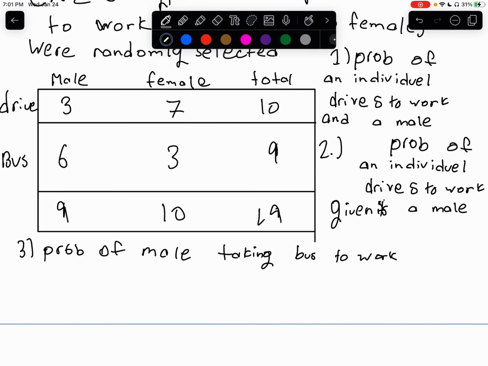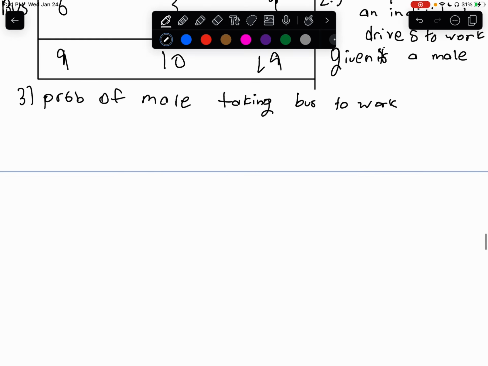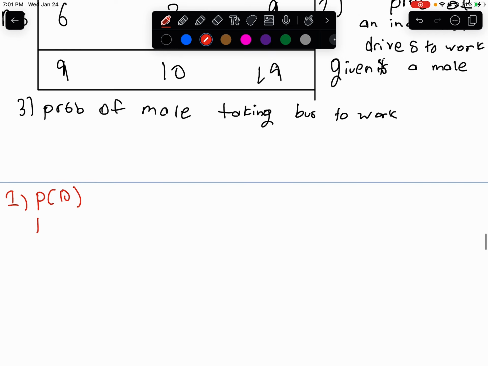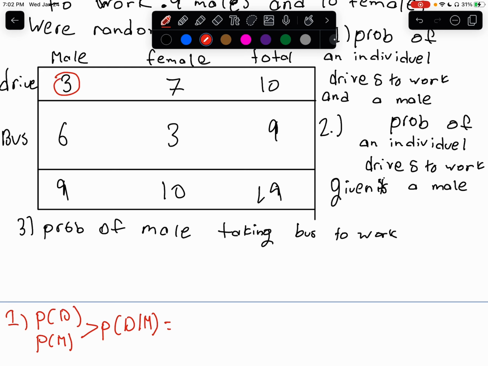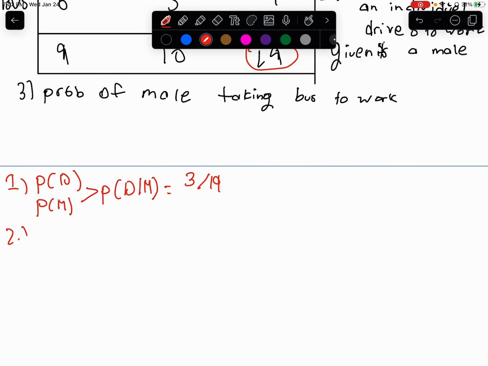So the first one, we have to find the probability that an individual drives to work and is a male. So we already know the probability that the person drives, given the probability that the person's a male. I'm going to combine these two, so this is the probability that the person drives to work, given that the person is already a male. If we go up here, we can see 3 and total 19. So our answer for this is 3 over 19. Pretty simple.